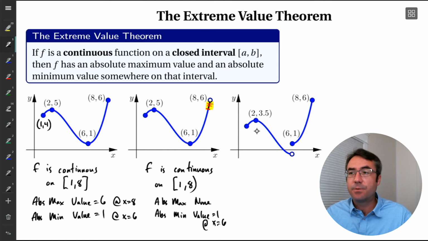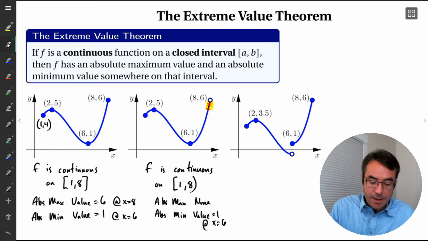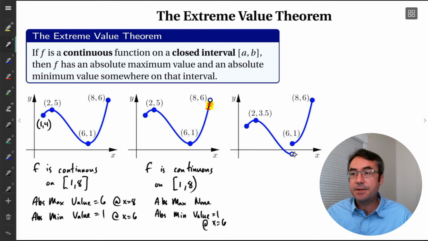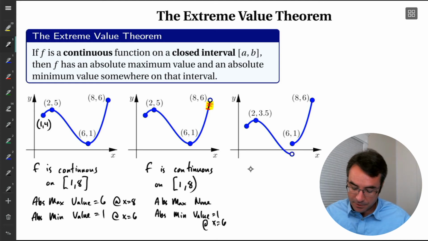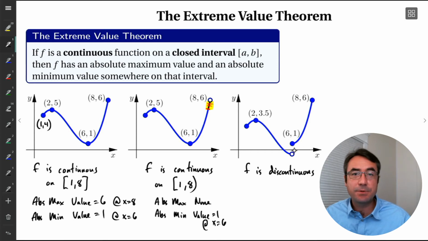All right, what about this last one? What's going on with this graph? Now here we see that it is defined on a closed interval, so the endpoints are included. So we have this function, and the endpoints are included. But now the issue is there's this break, there's this jump in the middle of our graph. So our function here, f, is discontinuous. It has a discontinuity at x equals 6. But it is defined on the closed interval.